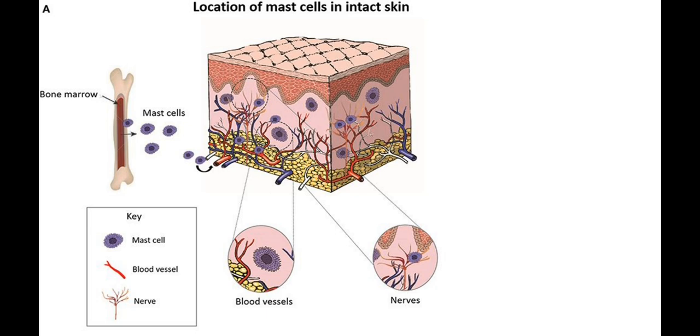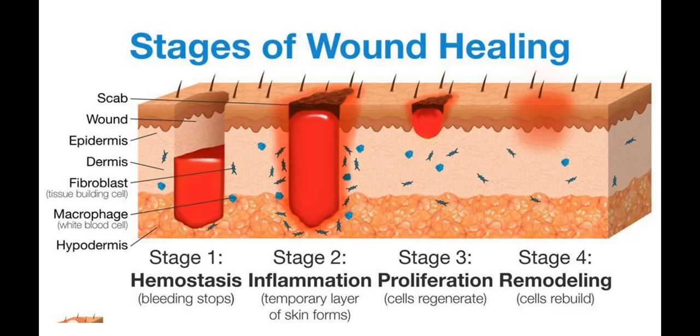So here we see how mast cells are located here. You see, and these mast cells react to injury of the skin. They produce histamine, and these signal molecules ignite inflammation, local inflammation.